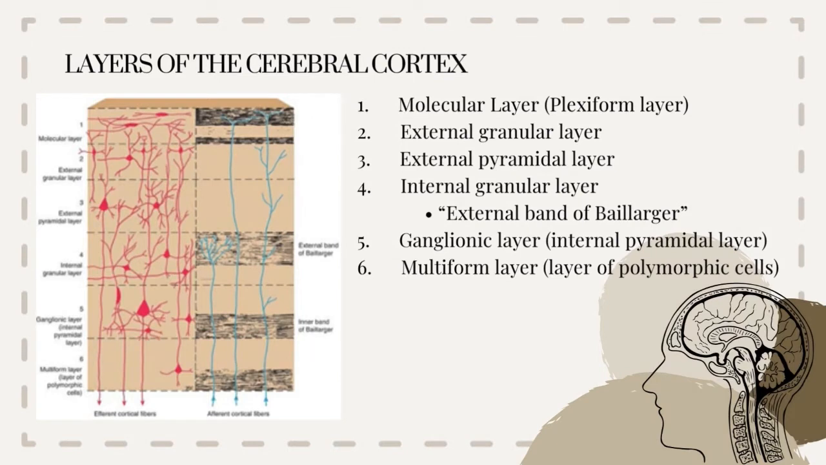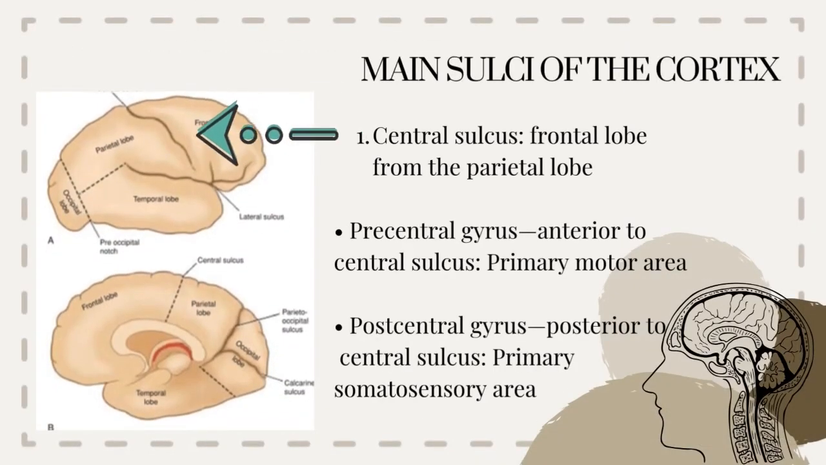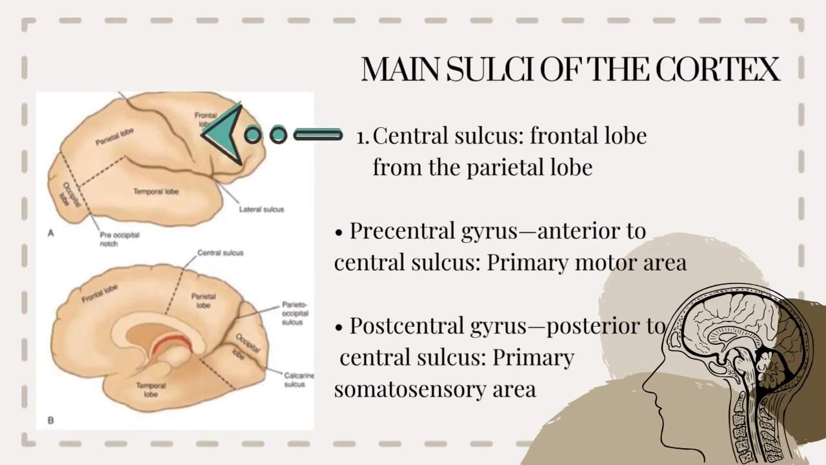It consists of many nerve fibers that are entering or leaving the underlying white matter. Each cerebral hemisphere can be further subdivided into several lobes. The lobes are named after the bones that cover them. You have the frontal, parietal, temporal, and occipital lobes.